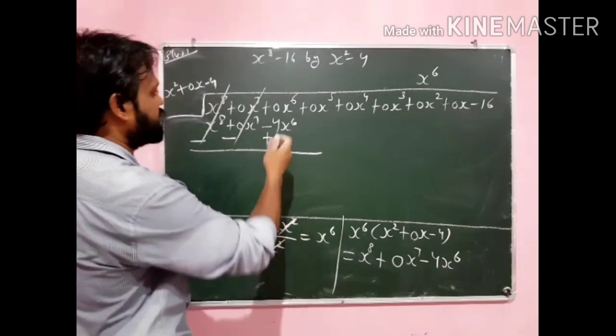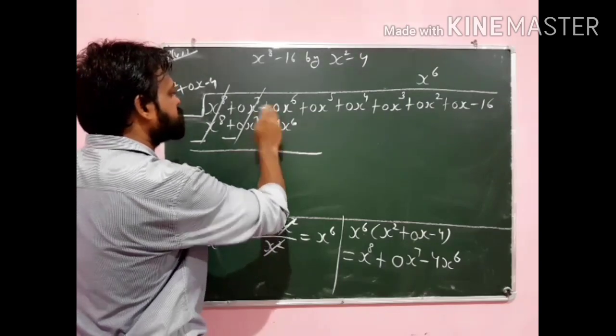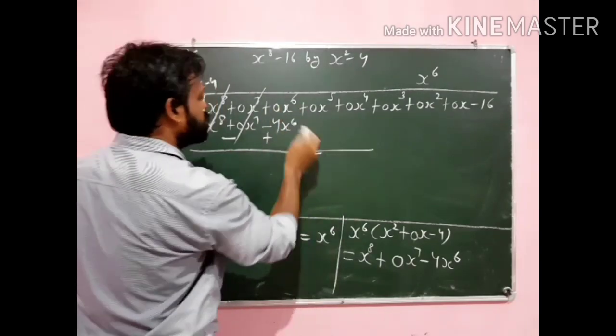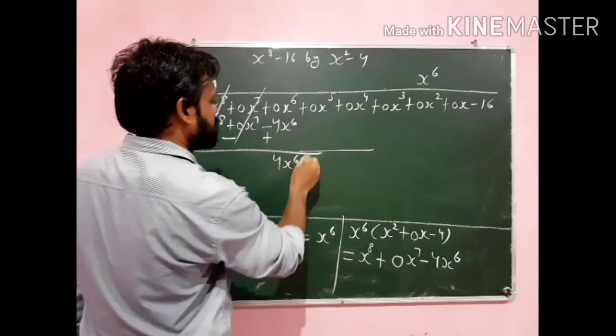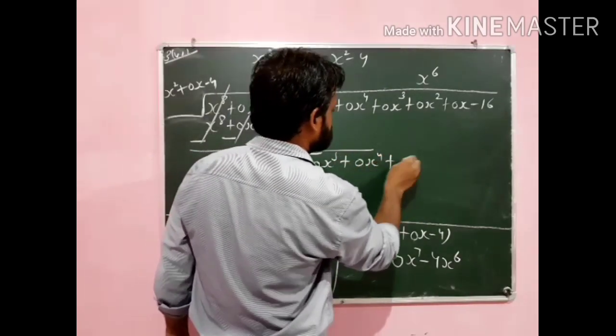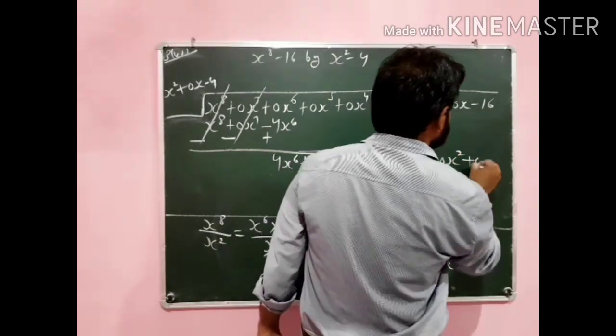So now you can see here, this is plus 4x, this is plus 4, this is plus 0. So of course plus 4 plus 0 will become 4. So it will become 4x raised to power 6, and write down the remaining polynomial as it is like this. So I hope this step is clear to you. It is a very simple step.